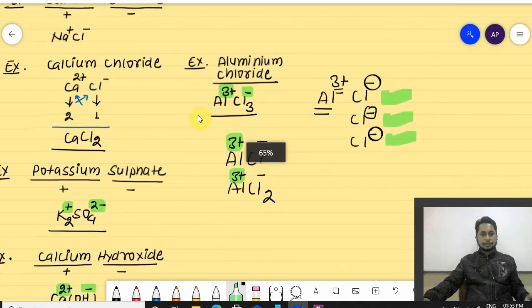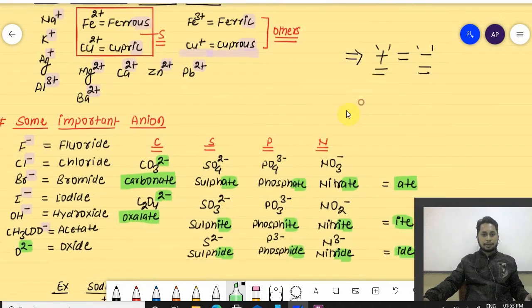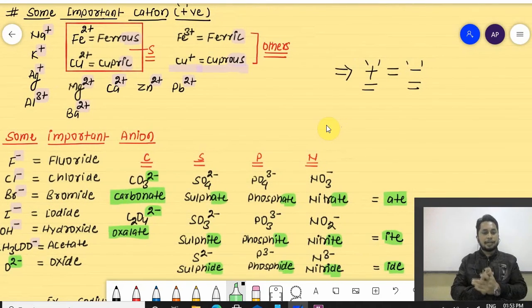Okay, so this is the overall concept of writing molecular formulas by remembering some important cations and anions, which is essential for both class 9th and 10th. I hope you get the concept.